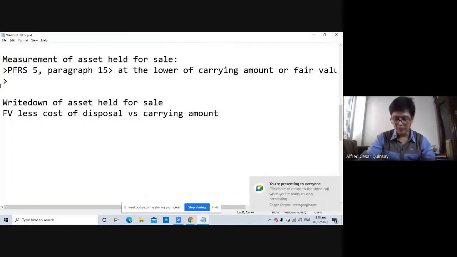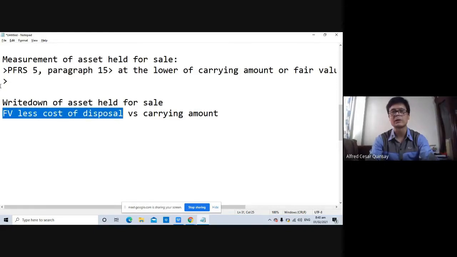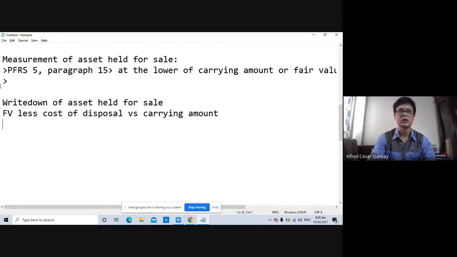So pagkukumparahin, pag mas lower yung fair value, less cost of disposal kaysa dun sa carrying amount, meron tayong tinatawag na, napag-aralan natin yon, impairment loss, di ba? Pagka mas mababa yung fair value less cost of disposal doon sa carrying amount.